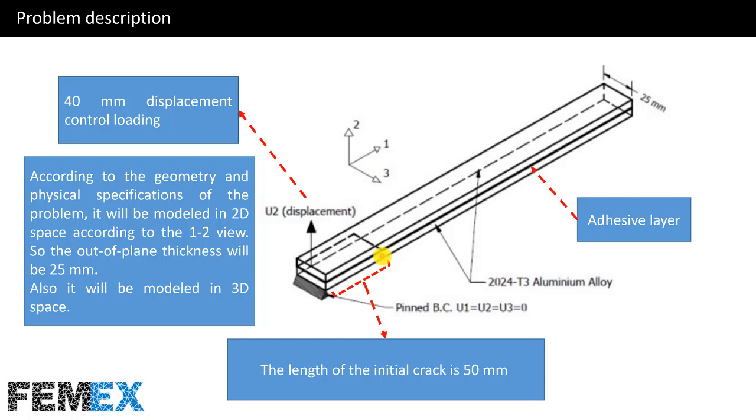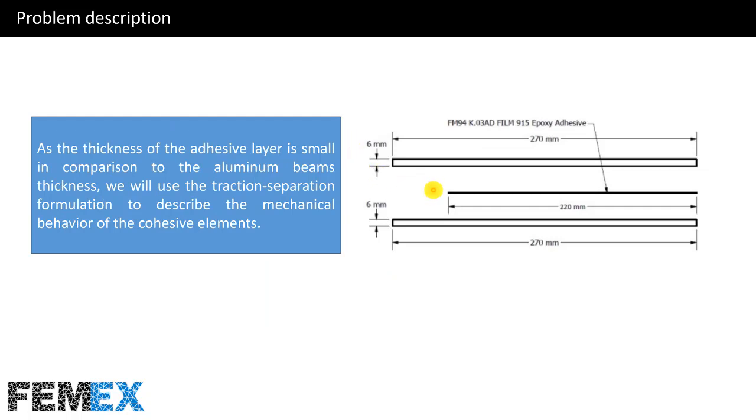According to the geometry and physical specifications of the problem, it will be modeled in 2D space according to the 1-2 view. This is the 1-2 view. So the out-of-plane thickness will be 25 mm. Also, it will be modeled in 3D space. As the thickness of the adhesive layer is small in comparison to the aluminum beam's thickness, we will use the traction separation formulation to describe the mechanical behavior of the cohesive elements.